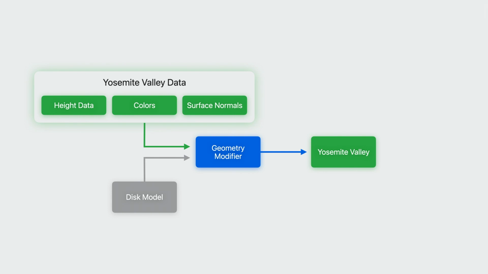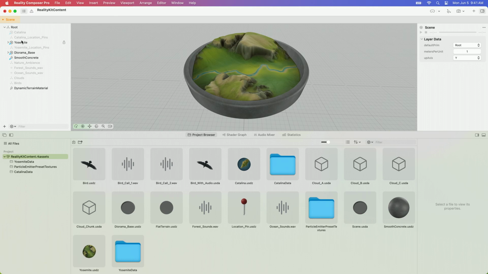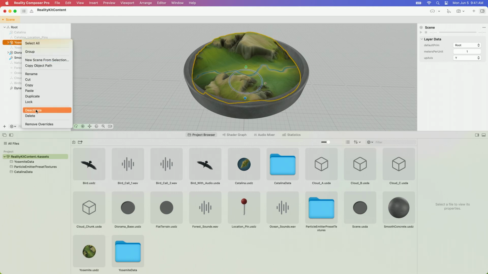Once I've shown the basic version, I'll demonstrate a version that takes 2 sets of terrain heights and uses those to animate between our 2 locations of interest, Yosemite Valley and Catalina Island. Here's another view. We'll start with a flat model, and our geometry modifier will move its vertices vertically using data from a 2D height map, like this. The first thing we'll do is use the deactivate command to hide the pre-built Yosemite Valley model.